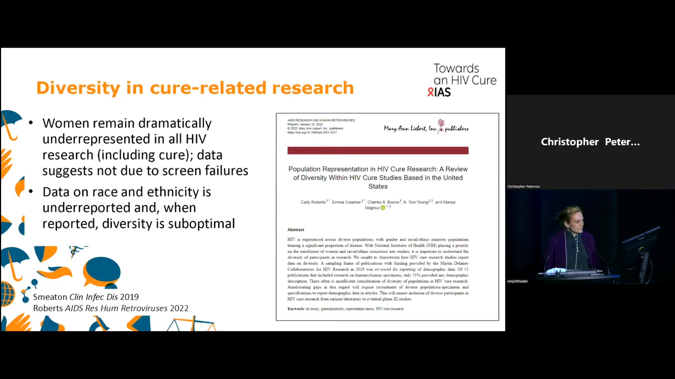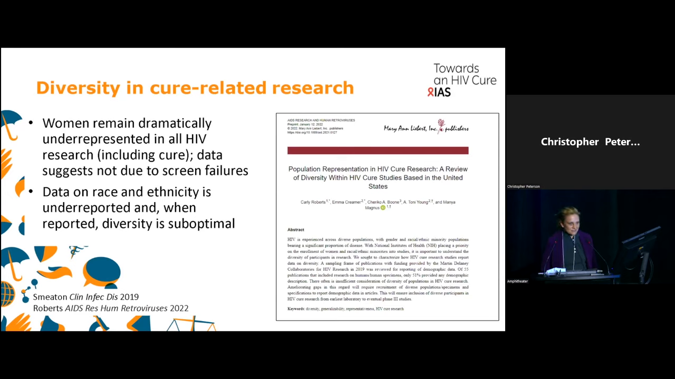Additionally, data on race and ethnicity is underreported. And when that data is reported, diversity along the lines of race and ethnicity is really suboptimal. There's a nice paper led by Roberts et al. looking at the published studies in 2019 from the Martin Delaney collaboratories. And they found that just 51% of studies coming out of the collaboratories in 2019 reported any demographic data at all.